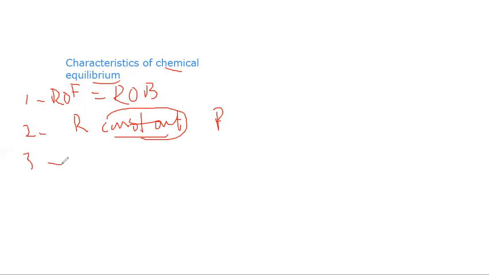The third one is that the progress of the reaction ceases. In observation, it looks like no reaction is taking place because the progress ceases. Reactants are moving towards the product and products are moving towards the reactant. So for the observer, it looks like no reaction is taking place. But in reality, the reaction is taking place, at dynamic equilibrium. So the progress of the reaction ceases.